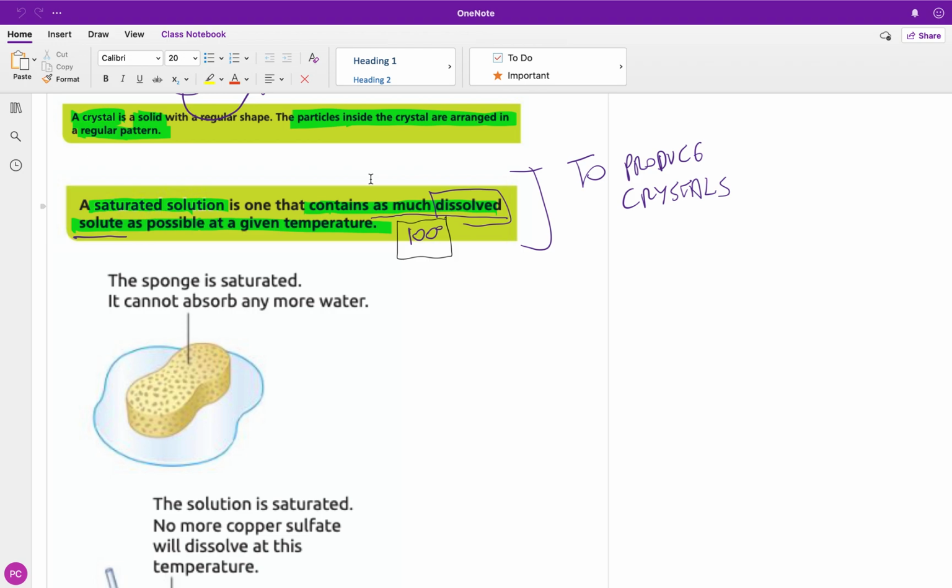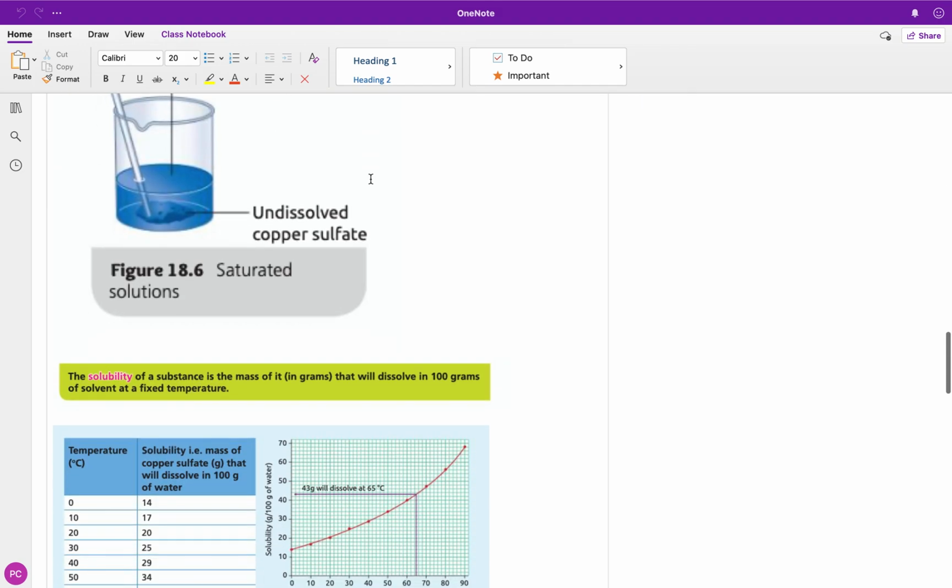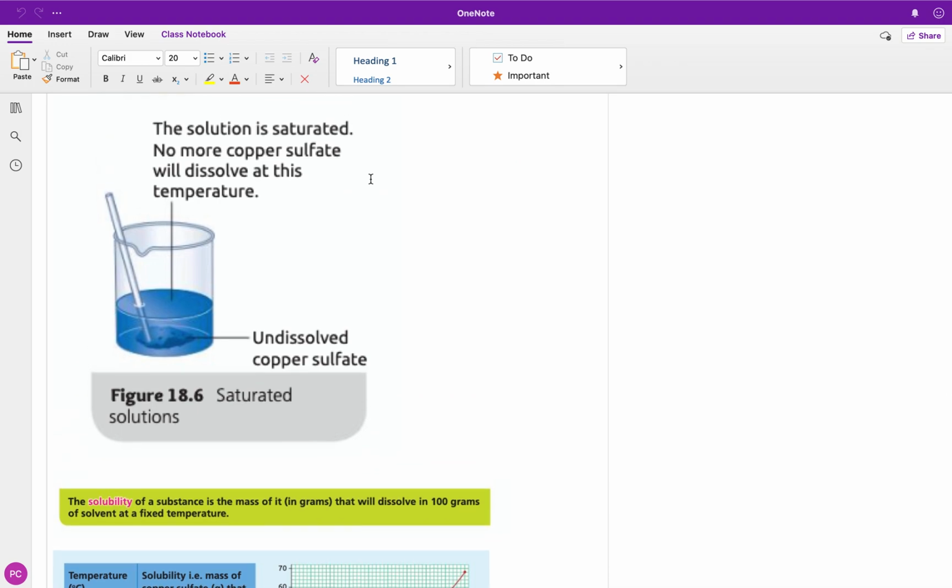And when you make a saturated solution, so here's a sponge here, so that has as much water as humanly possible. And when we were doing copper sulfate saturated solution, here it is here. So we said it was saturated when no more copper sulfate would dissolve at that temperature, and our temperature was really hot.